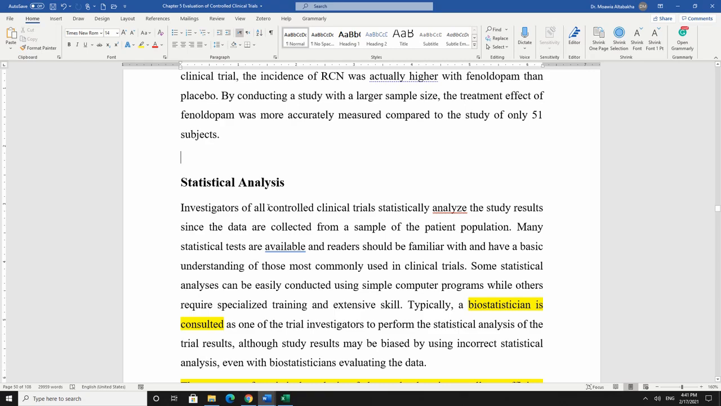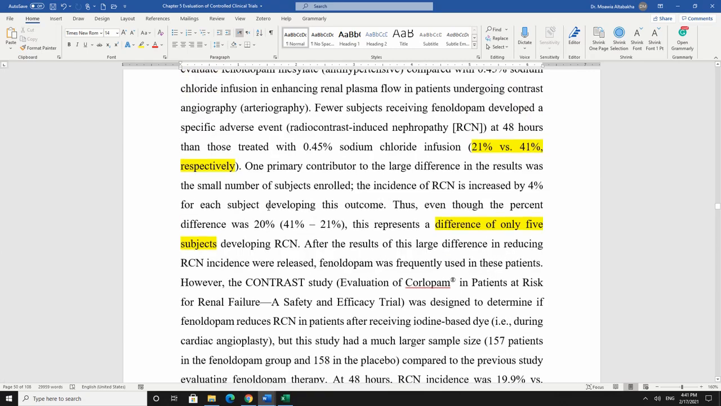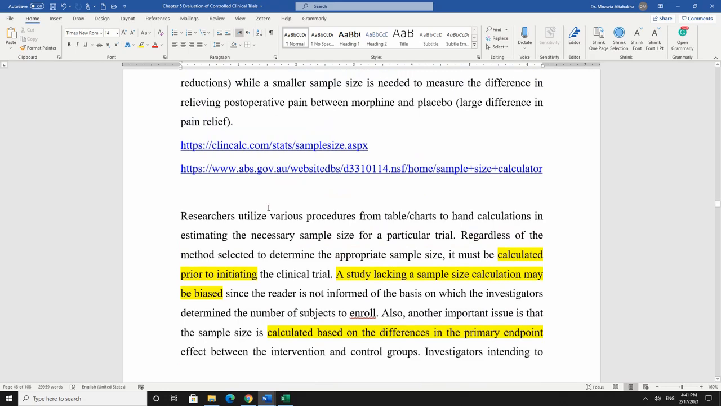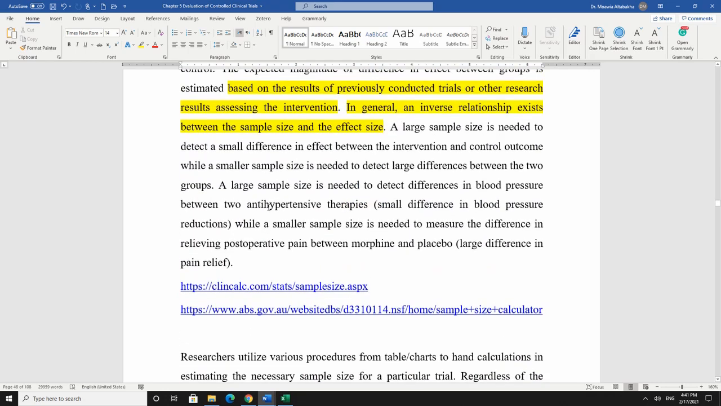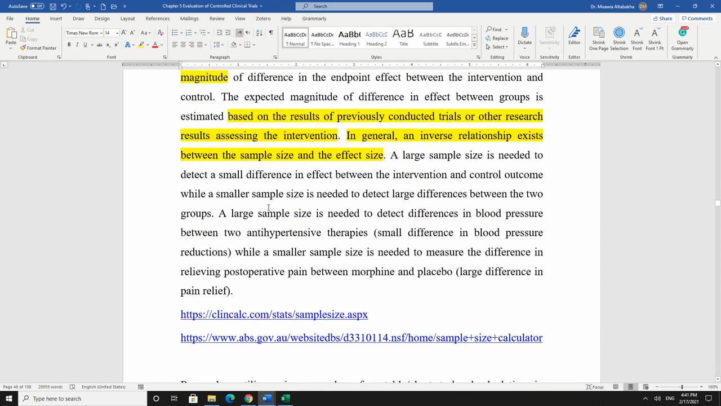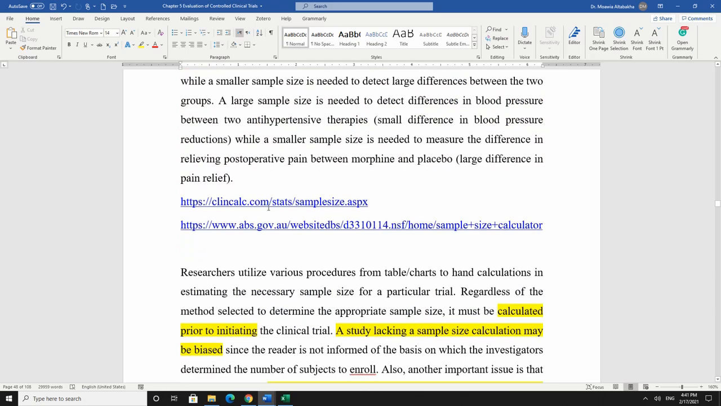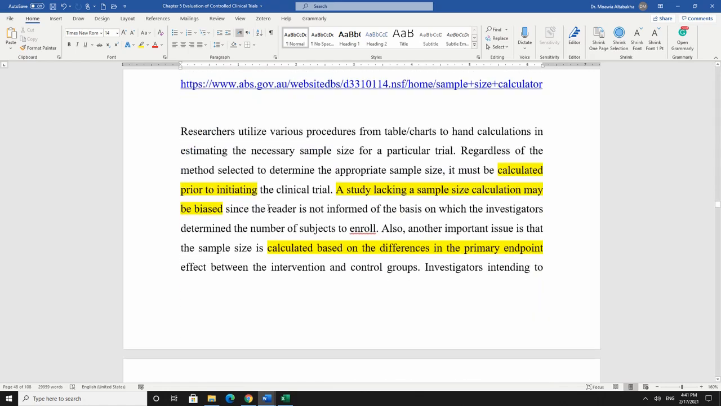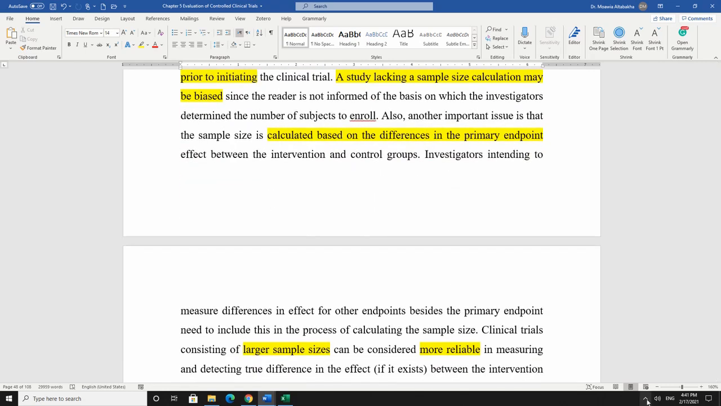You need to understand them. If the clinical trial is not calculating, they must calculate the sample size according to the endpoint. Okay, if they don't do that, this will be a very big question mark. It will be a very big question mark. Of course it's not only applied to controlled clinical trial, but applied to almost anything, the calculation of sample size. Okay, I hope this is enough for you.